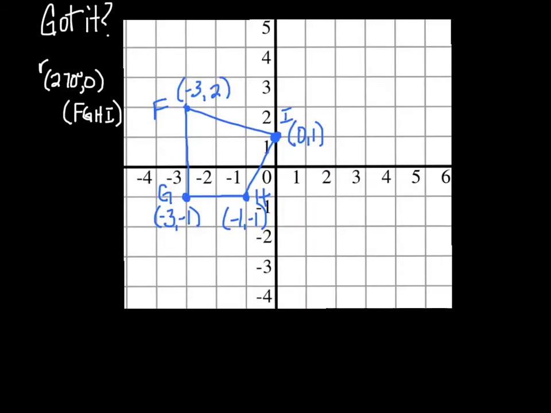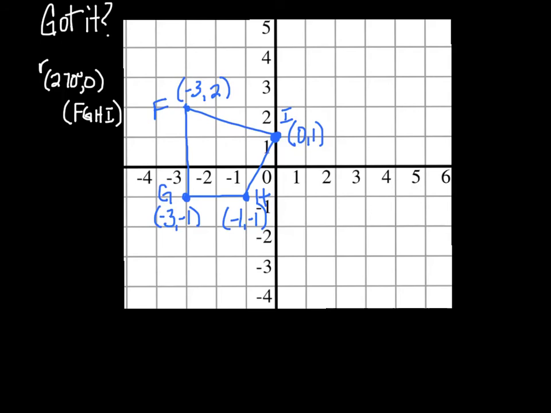If you rotate it 180 degrees, you just take the x and y and make them both negative. If you rotate it 270 degrees around the origin, (x, y) becomes (y, negative x). And if you rotate it a full 360, it's going to become the exact same thing. (2, 3) becomes (2, 3). So let's do the got it problem.